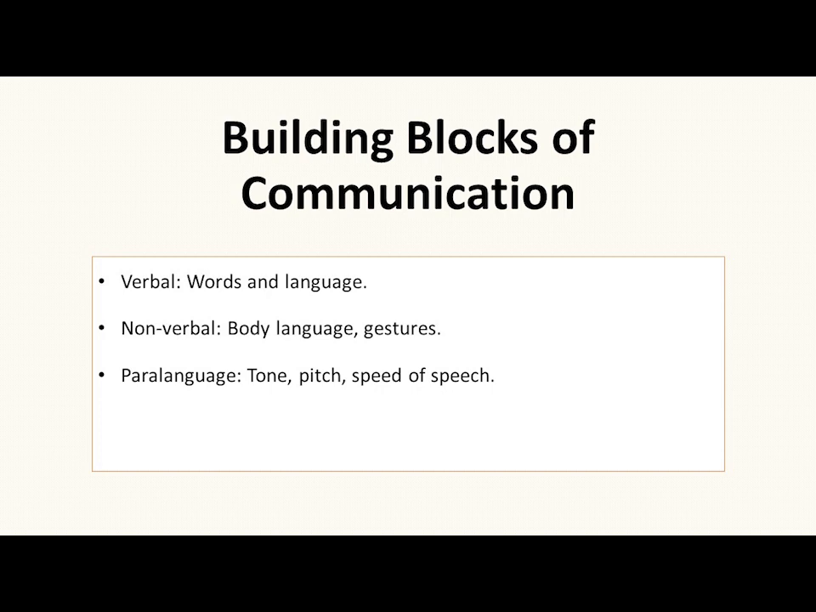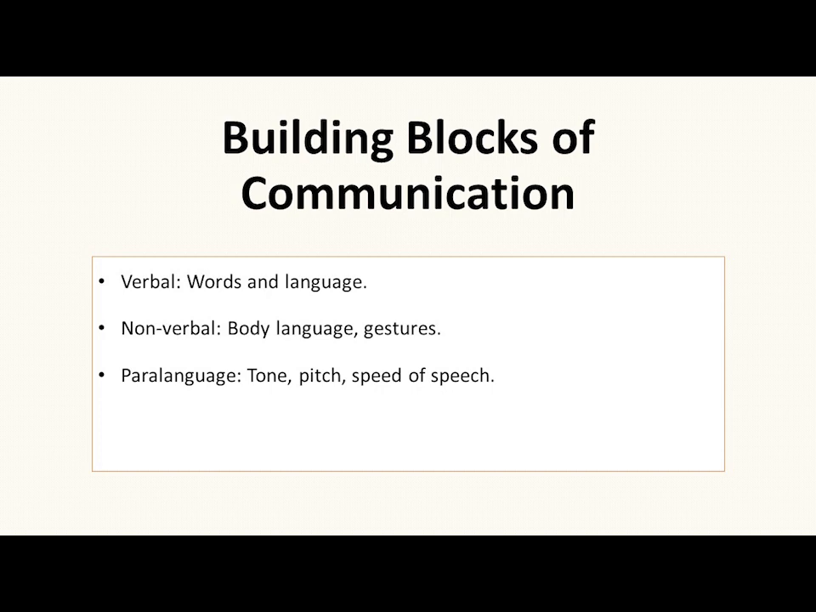The second block is nonverbal communication. This involves things like body language, facial expressions, and gestures. Imagine someone saying that they are happy, but their face looks sad. How would you take that? Nonverbal cues can sometimes tell us more than words, as opposed to verbal communication.